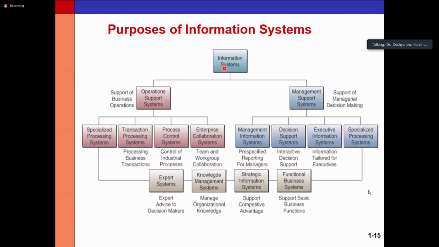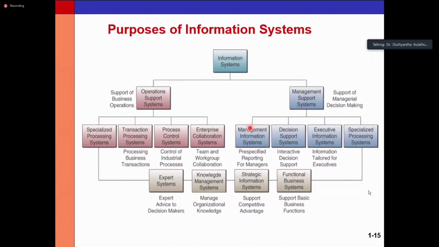So coming back to this particular diagram, as I mentioned earlier, we have two major categories: operation support systems supporting business operations, and management support systems supporting managerial decision making. Under that, there are three specific categories each. Under operation support systems: transaction processing systems, process control systems, enterprise collaboration systems. Under management support systems: management information systems, decision support systems, executive information systems.